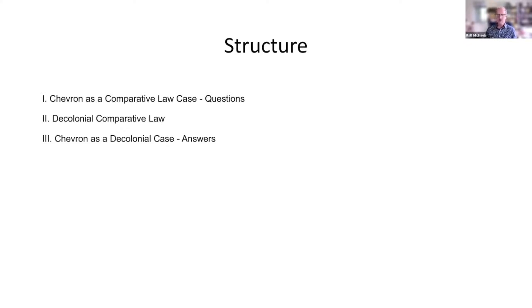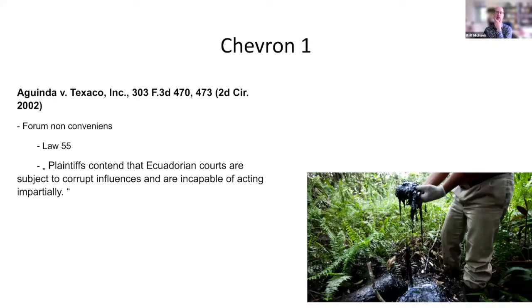The Chevron case, to start with that, everyone is presumably familiar with it in some ways, concerns an oil pollution around the Lago Agrio area in Ecuador in a joint venture between the local Ecuadorian oil company and Texaco at first. Later, the litigation is Chevron, which took over Texaco.